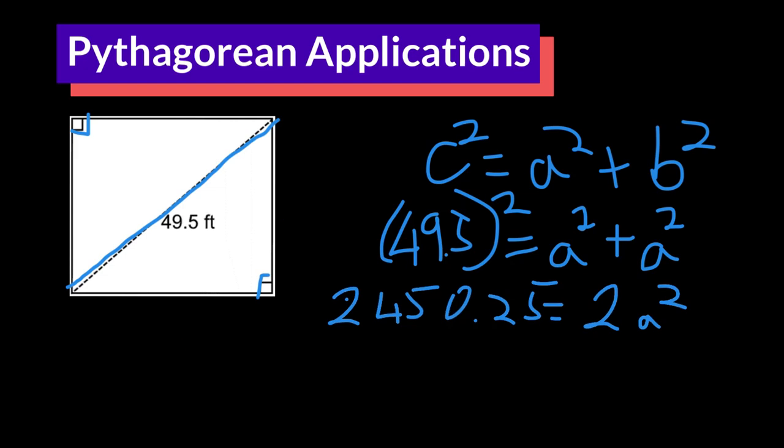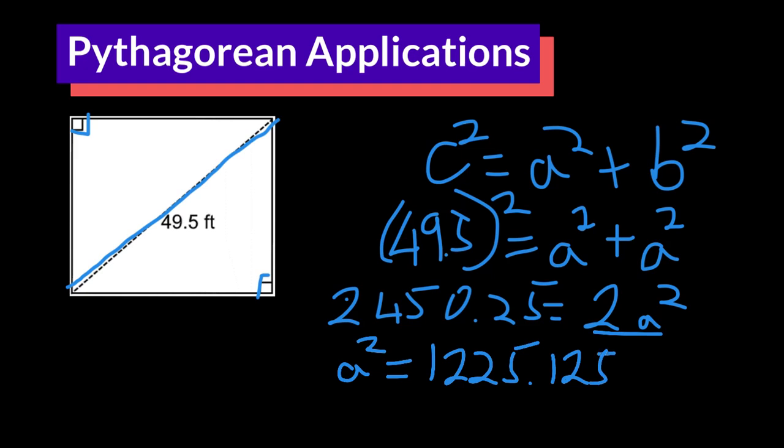To get rid of the 2 in the 2a squared, we're going to divide both sides by 2, which leaves a squared equal to 1,225.125. And now to get rid of the exponent, we find the square root of both sides. Using your calculator, you find that the square root of 1,225.125 is 35.0017, which rounds off to 35.